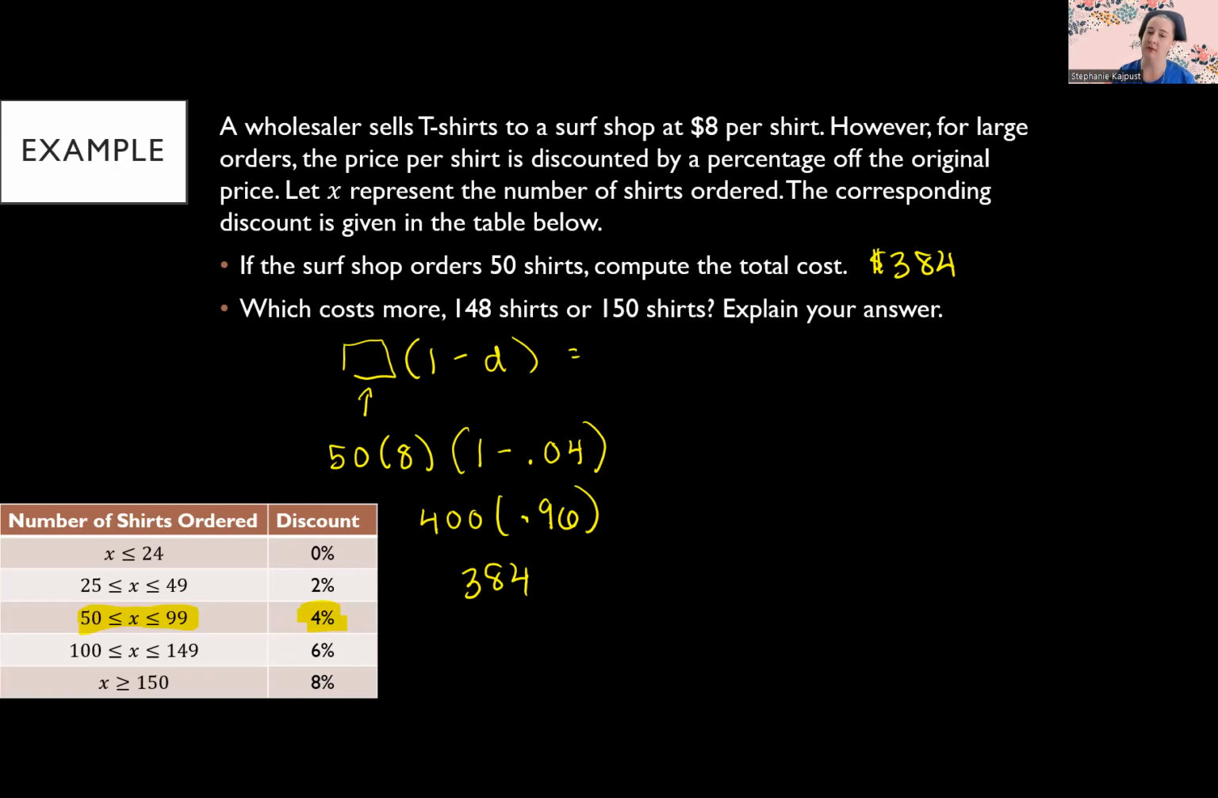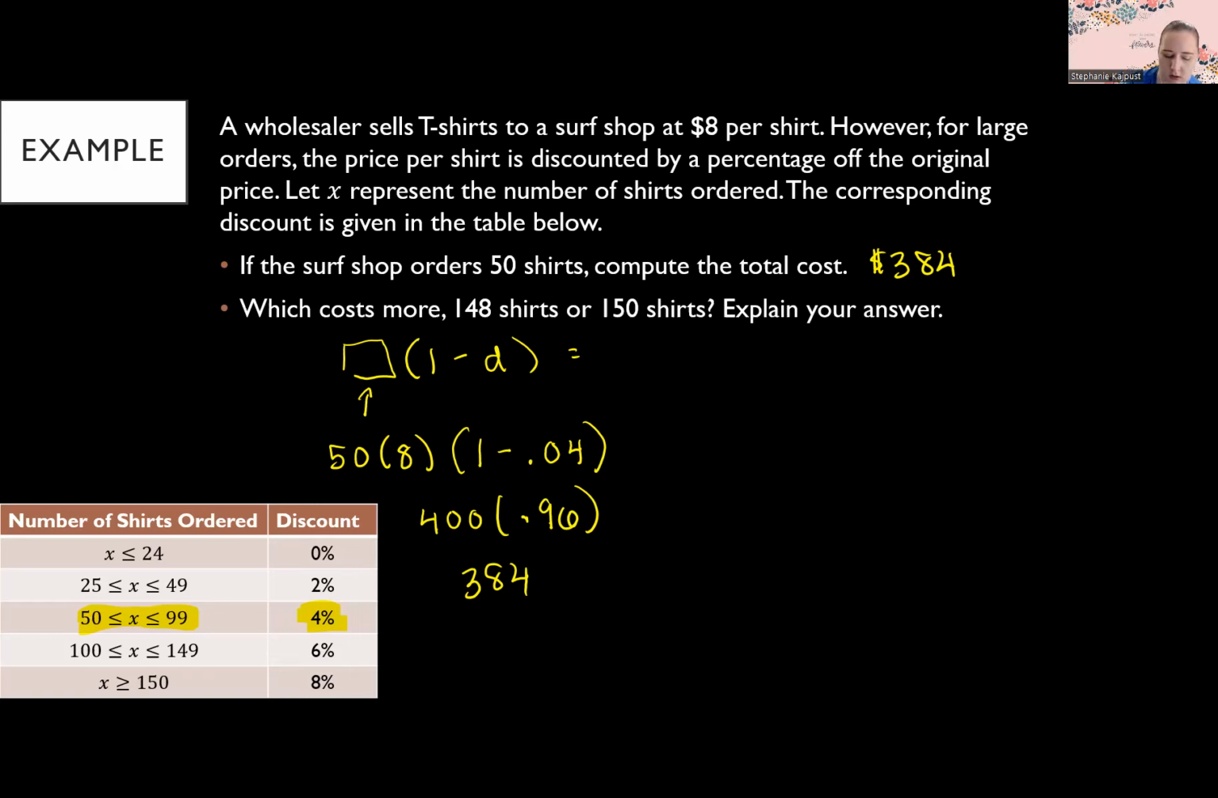Now, the second question says, which costs more, 148 shirts or 150 shirts? Explain your answer. There are two ways that we can do this one. We can compute them separately, do 148 shirts and 150 shirts, and then just say which one is bigger. Or you can set up an inequality, say I think this one is bigger than this, and then see if it's true or false. But I recommend just doing them separately. We still have to work with inequalities here because we've got this table that we have to read.